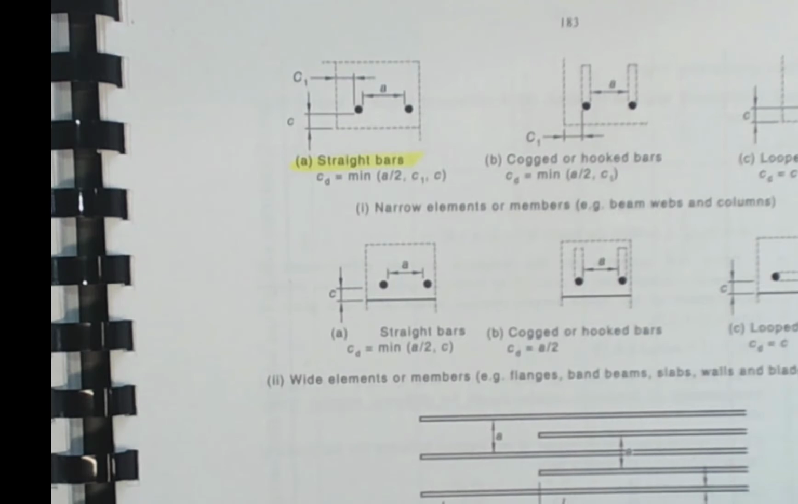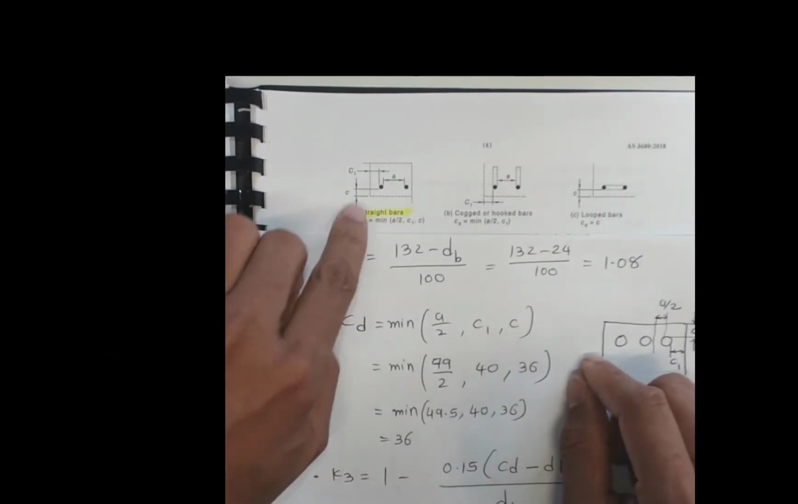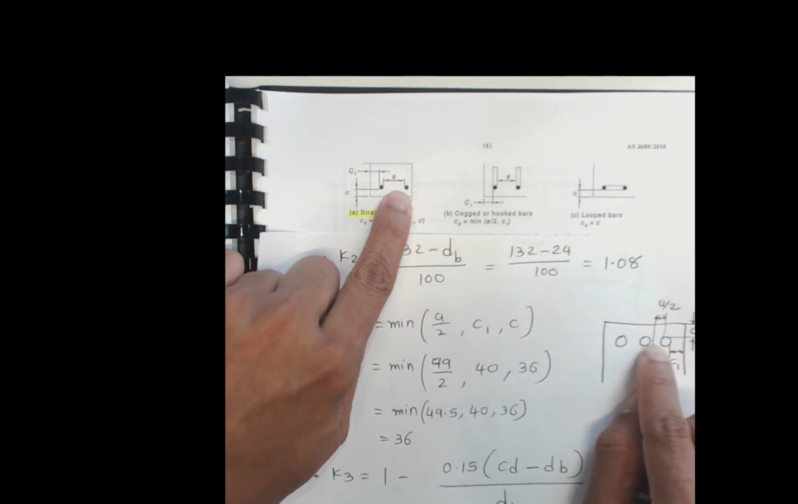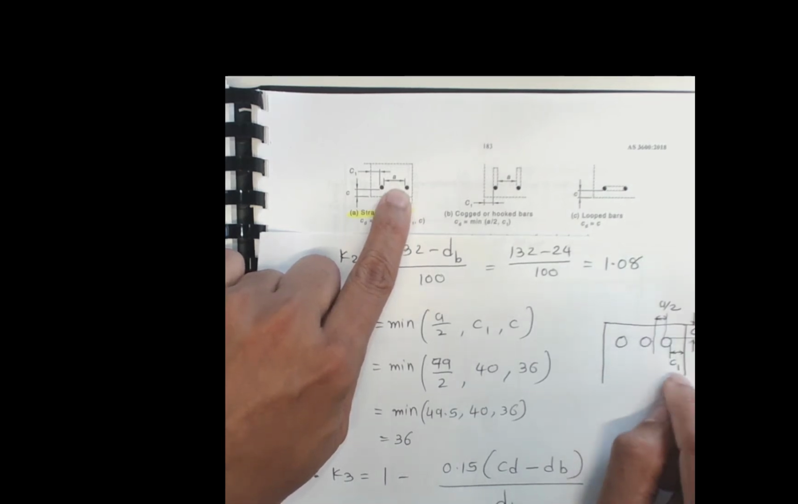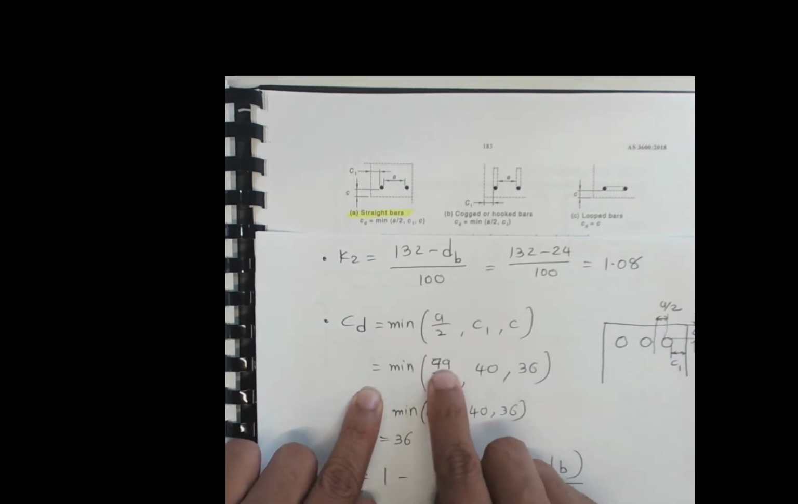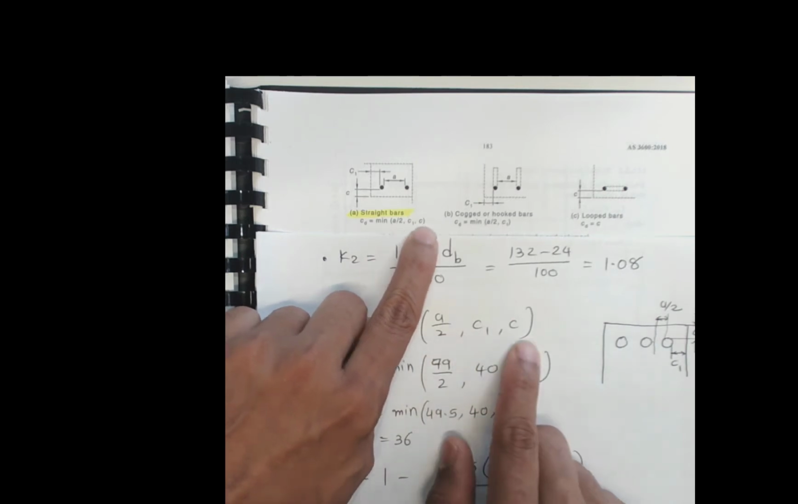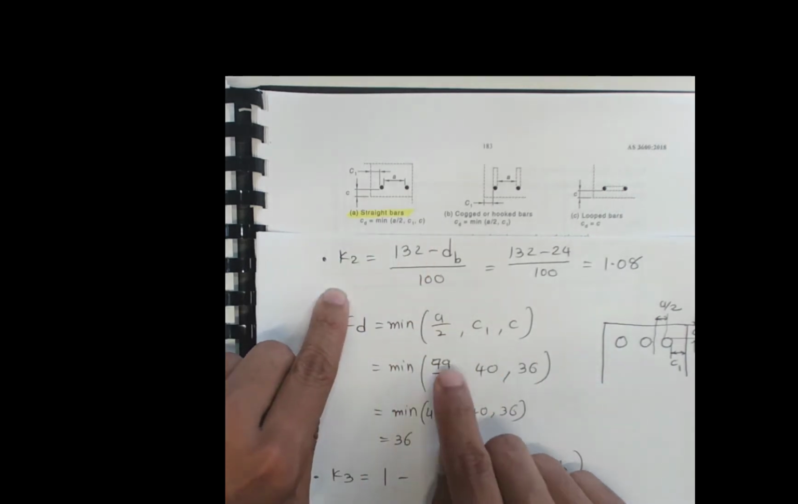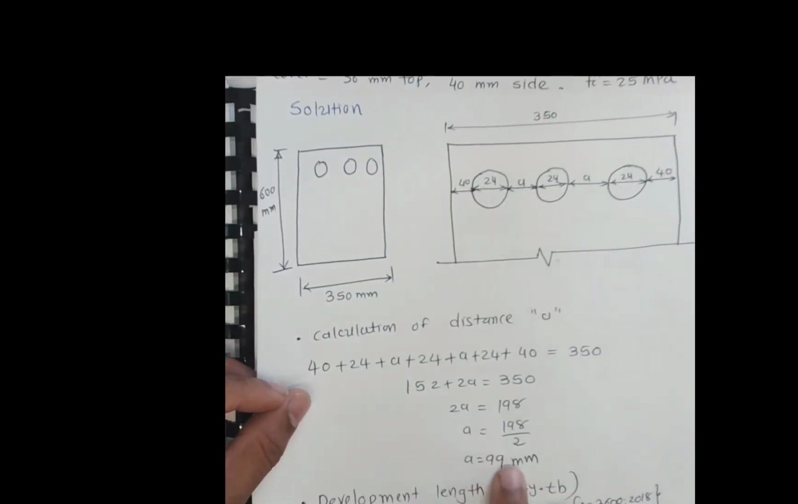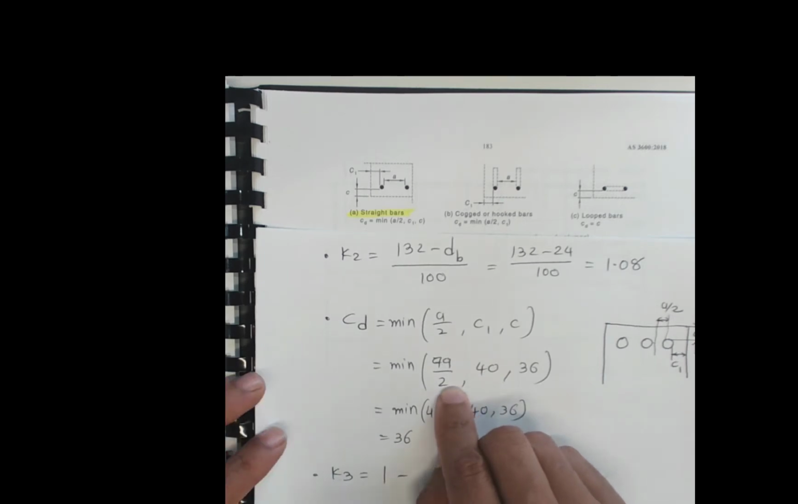So if I put the figure here on the side by side, I can see that distance, which is half A, this is C and this is C1. Now we calculate A. Here CD would be the minimum of A by 2, C1 and C. Minimum A we calculated in the last steps: A equals 99. So I substitute A equal to 99, divide by 2, C1.